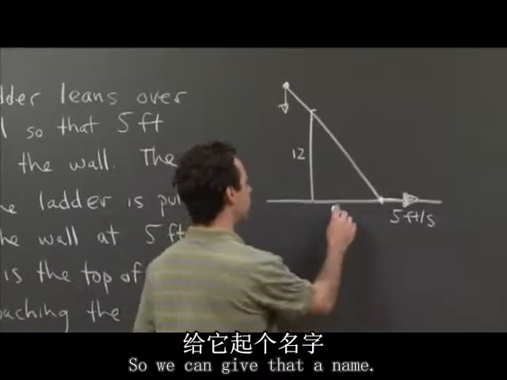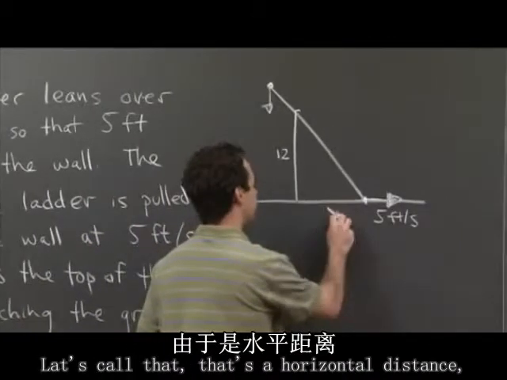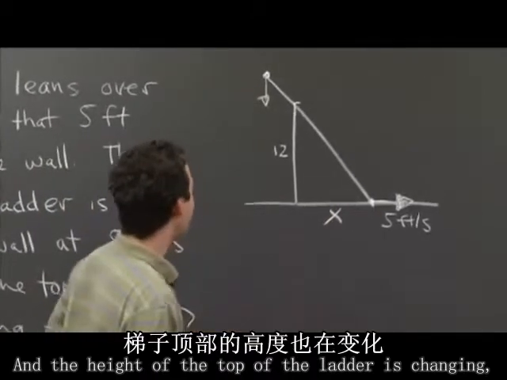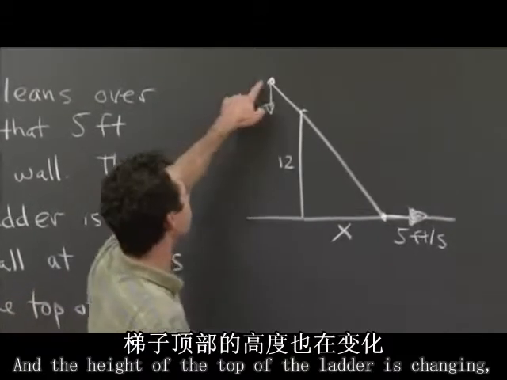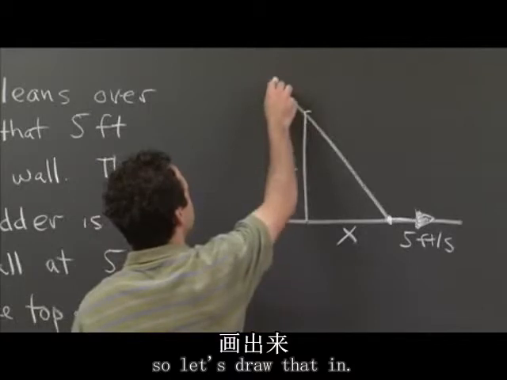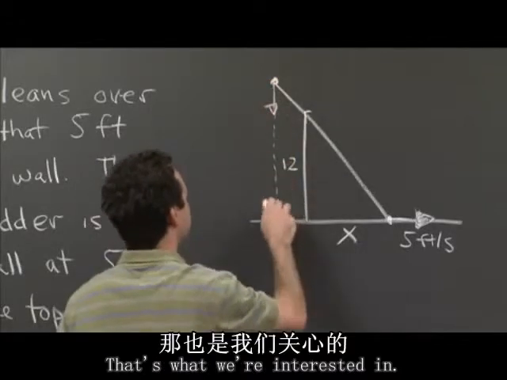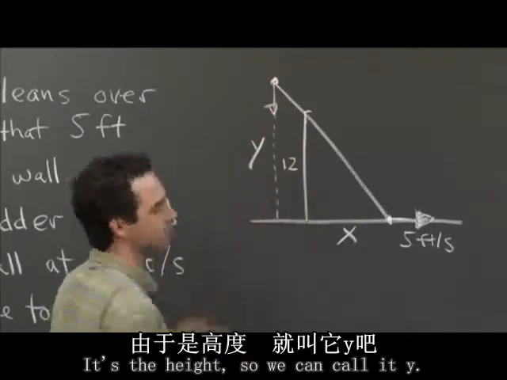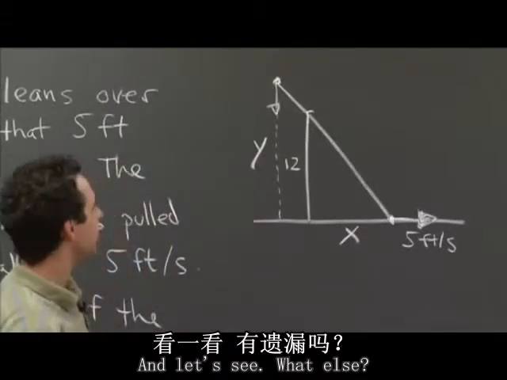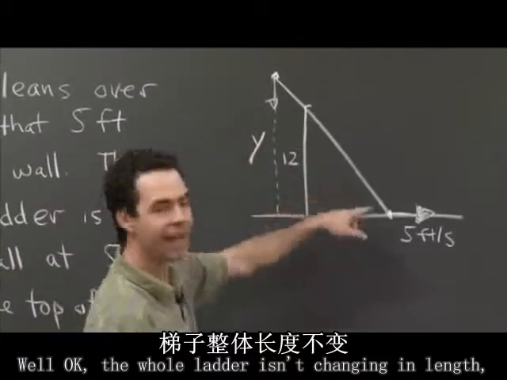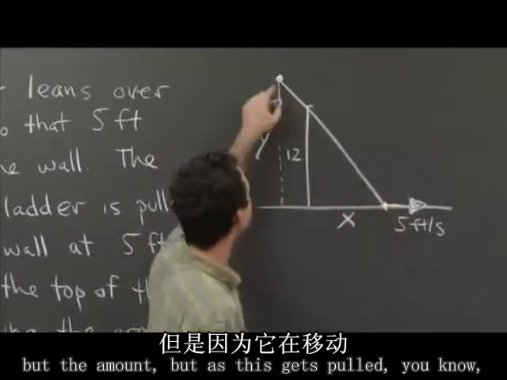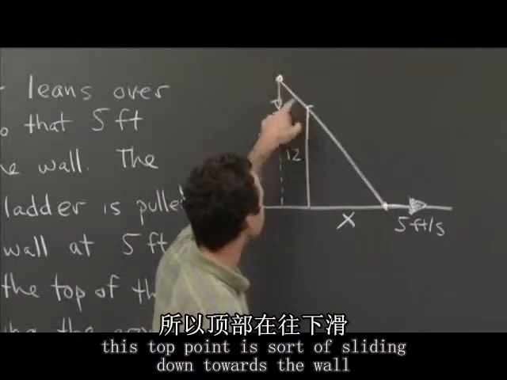So we can give that a name. Let's call that horizontal distance x, say. And the height of the top of the ladder is changing. So let's draw that in. And that's what we're interested in. It's the height, so we can call it y. And let's see what else. Well, the whole ladder isn't changing in length, but as this gets pulled, this top point is sort of sliding down toward the wall.